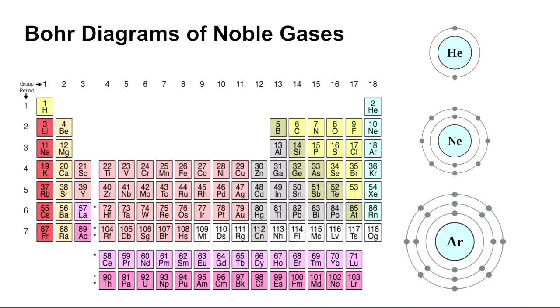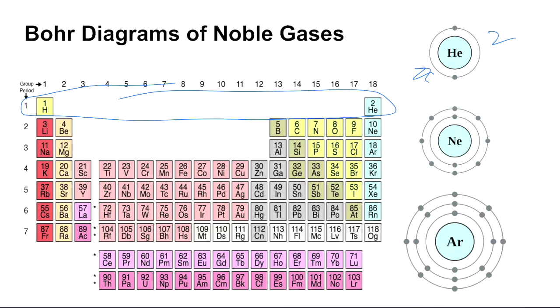So here are some Bohr diagrams of noble gases. Notice, here we have helium. Helium has 2 valence electrons. That's it. So notice, period number 1, 1 energy level. That was the one exception. Sorry, so we'll just take away that 1.